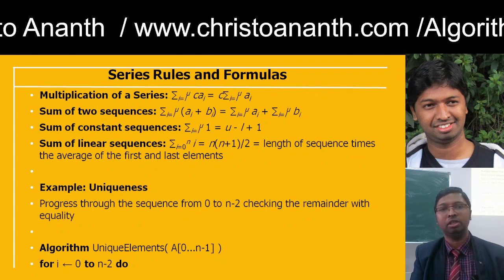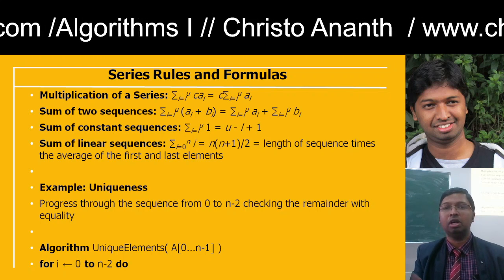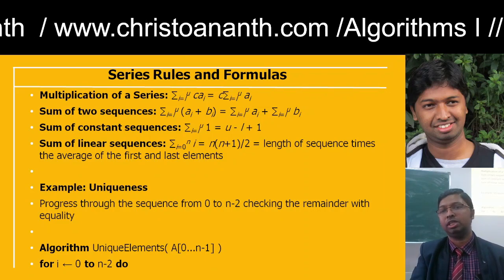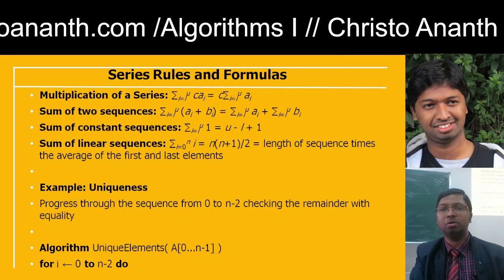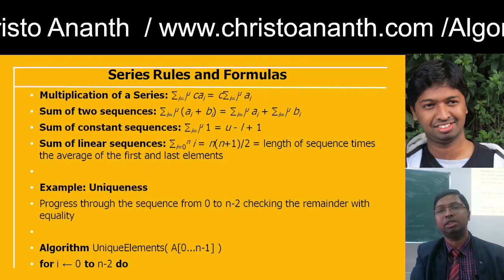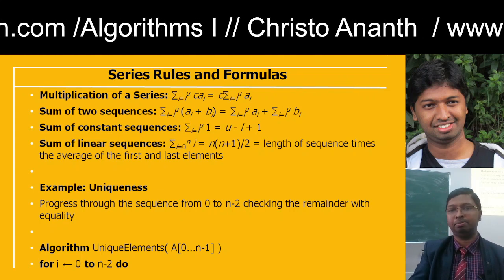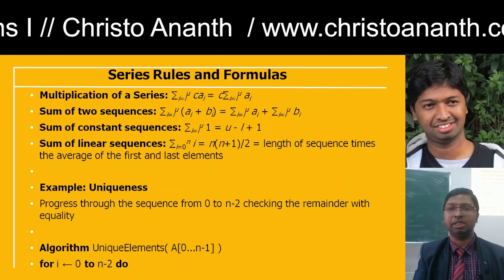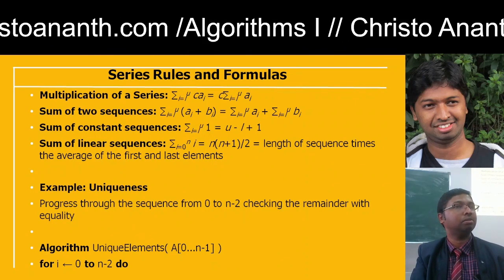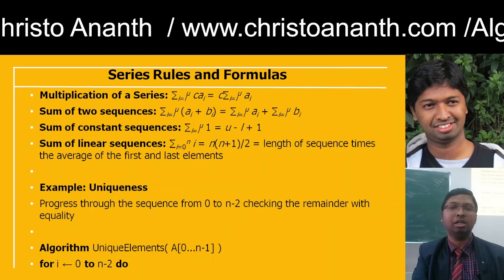So we have some series formulae, like multiplication of series. Let us take the case summation i equal to 1 to u of c times a_i. Since c is a constant, you can keep it outside: c multiplied by summation i equal to 1 to u of a_i. For example, if you have to add two sequences, then summation i equal to 1 to u of a_i plus b_i, you can take separately as individual additions: summation i equal to 1 to u of a_i plus summation i equal to 1 to u of b_i. Then you will go with the constant sequence addition also: summation i equal to l to u of 1 equals u minus l plus 1.